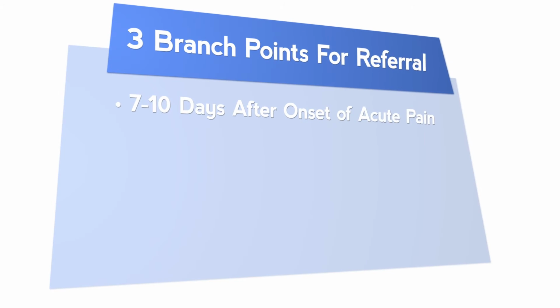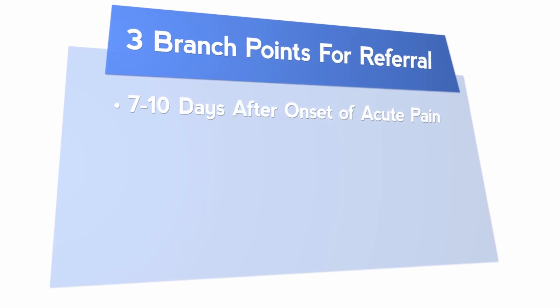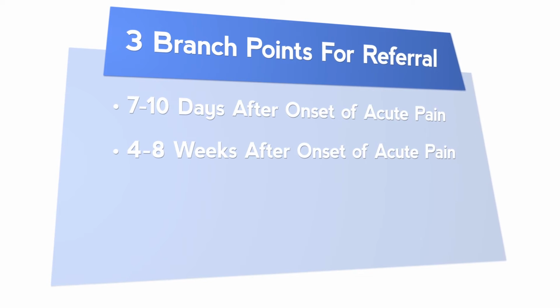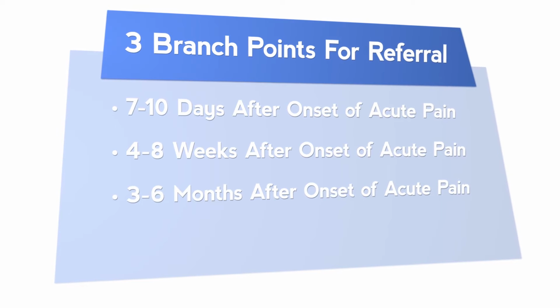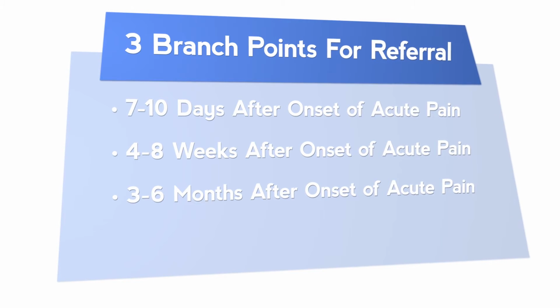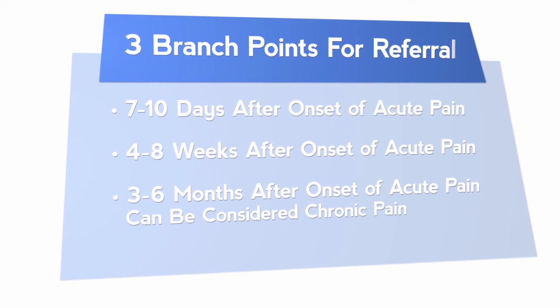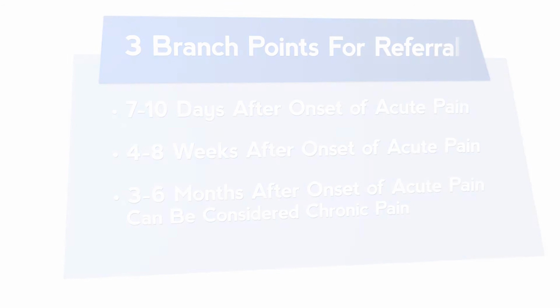In this video, we'll discuss indications and timing of referral for patients with back pain who do not respond to management in the primary care setting. There are 3 branch points for possible referral: 7 to 10 days after initial presentation with acute pain, 4 to 8 weeks after initial presentation with acute pain, and 3 to 6 months after the initial presentation of acute pain, which can be considered chronic pain.